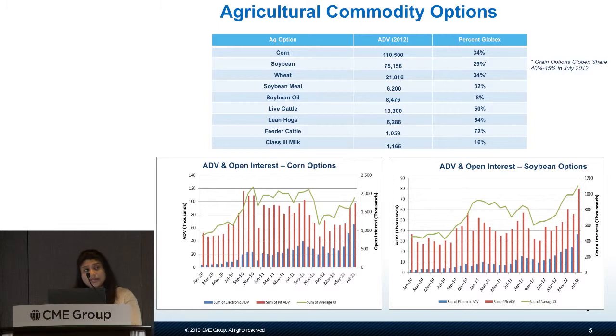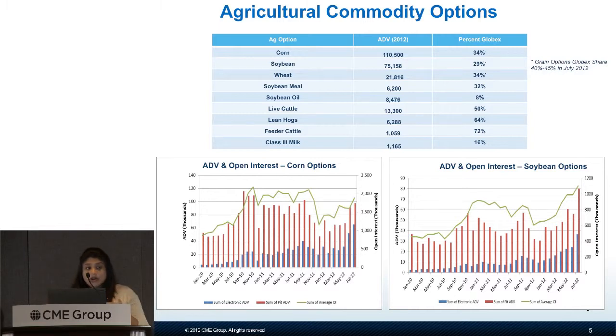But having said that, if you look at the Globex percentage, it's around 34. And this is a little outdated. This is as of June. So if you have July and August, what happened because of the drought, there was immense amount of trading that went on, and that led to our Globex volumes going up to 45%. If you look at the charts here, you'll see an example of our ADV and open interest and the percentage traded on Globex, which kind of went up during this time. And the same story for soybean options.